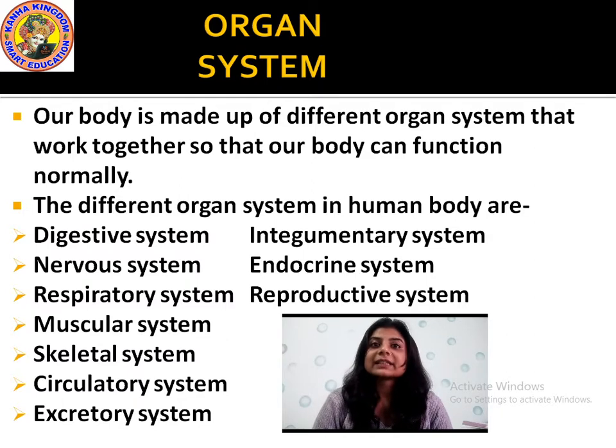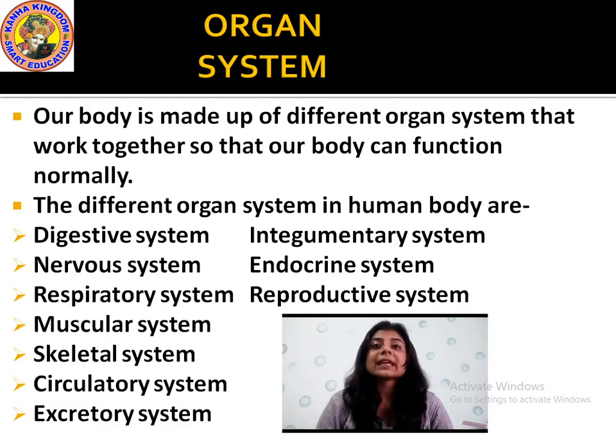I will repeat again. The digestive system comprises the mouth, food pipe, stomach and intestine, which help in the process of digestion. The digestion of the food that we eat is performed by this digestive system. Then the nervous system, the nerves that are present in our body. How will it work, how will it function? Everything is under the control of this nervous system.